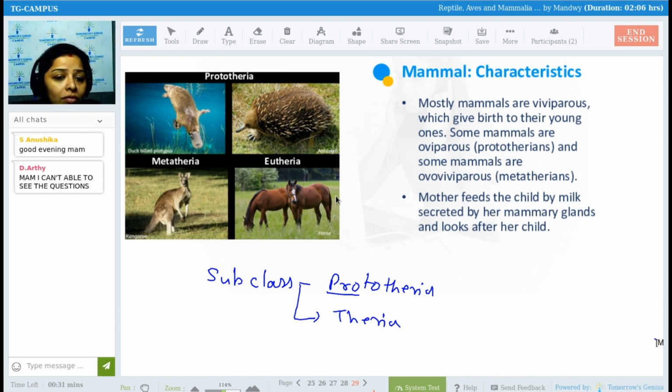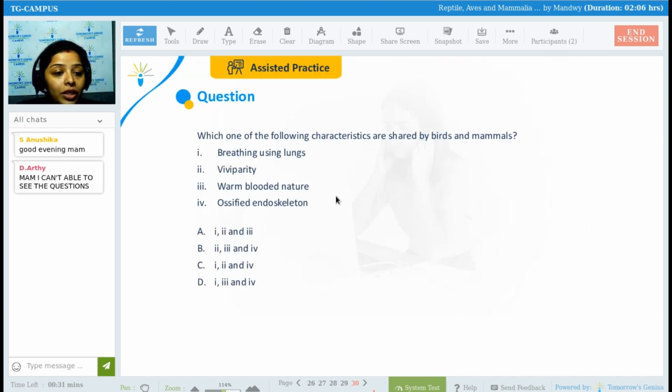Theria is further divided into Metatheria and Eutheria. We all are Eutheria. Only some of the marsupials are the Metatheria. And the example is kangaroo. As they are mammals, so definitely they will have a mammary gland, right, to feed their young ones. So this is all about the characteristics of reptiles, aves and mammalia. Now let's see some questions.